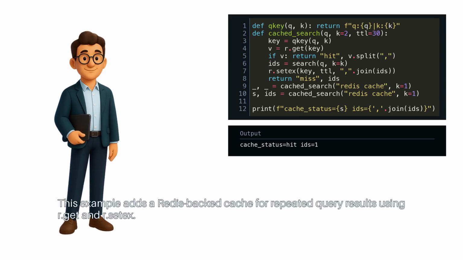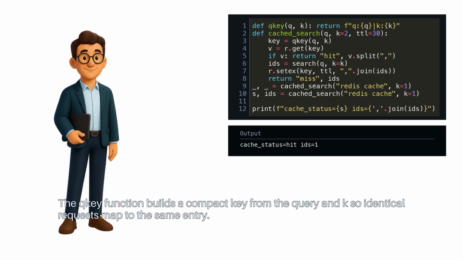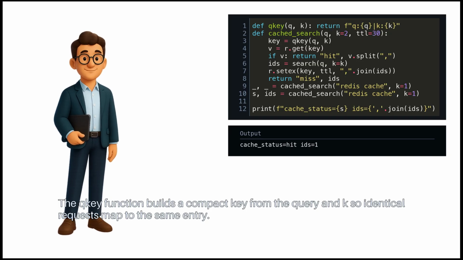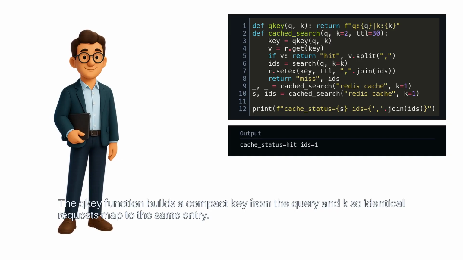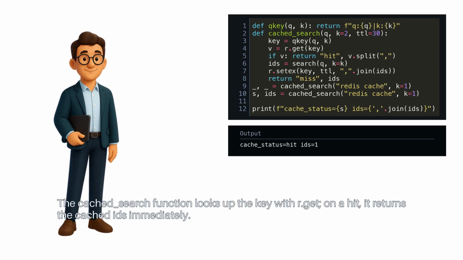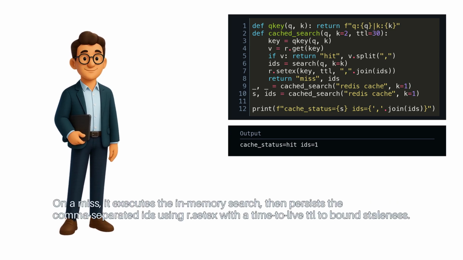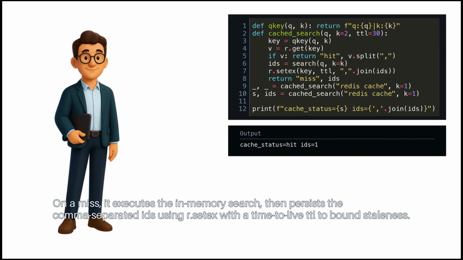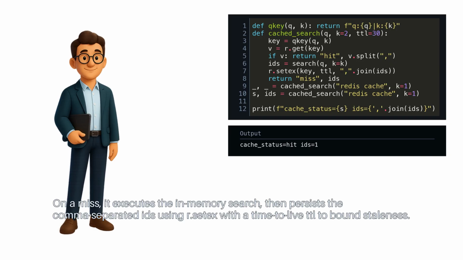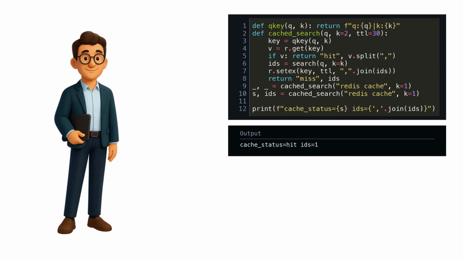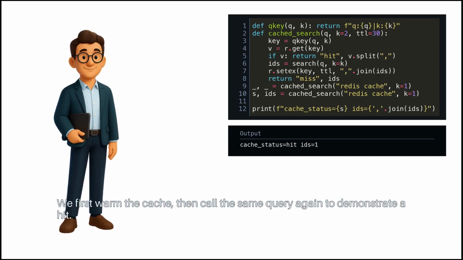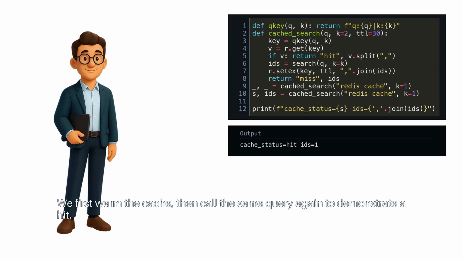This example adds a Redis-backed cache for repeated query results using r.get and r.setex. The QKey function builds a compact key from the query and K, so identical requests map to the same entry. The cached search function looks up the key with r.get. On a hit, it returns the cached IDs immediately. On a miss, it executes the in-memory search, then persists the comma-separated IDs using r.setex with a time-to-live, TTL, to bound staleness. We first warm the cache, then call the same query again to demonstrate a hit.